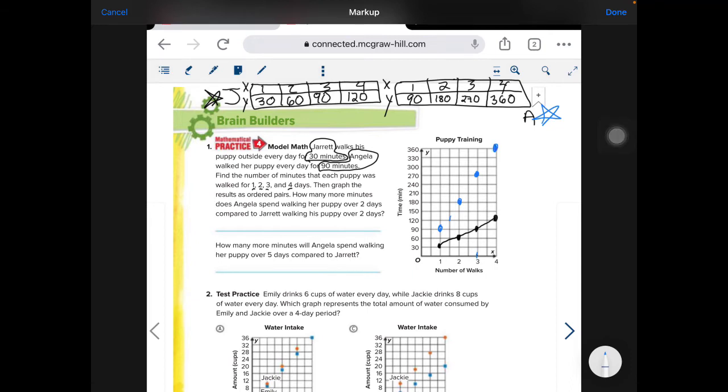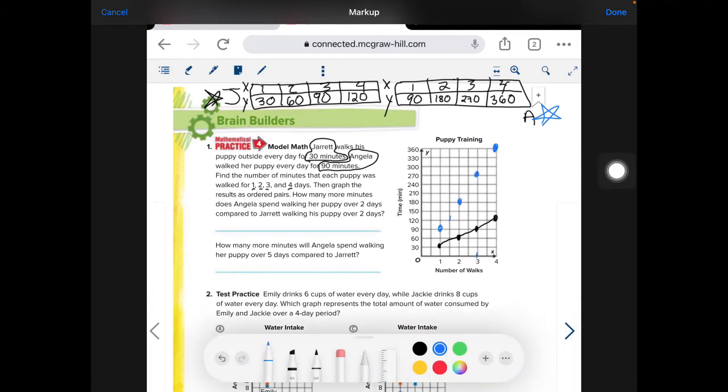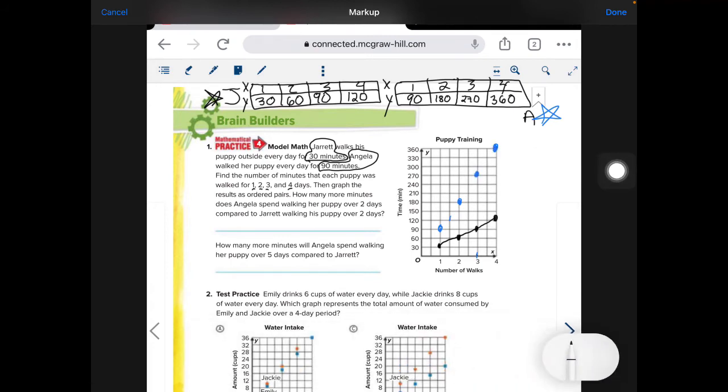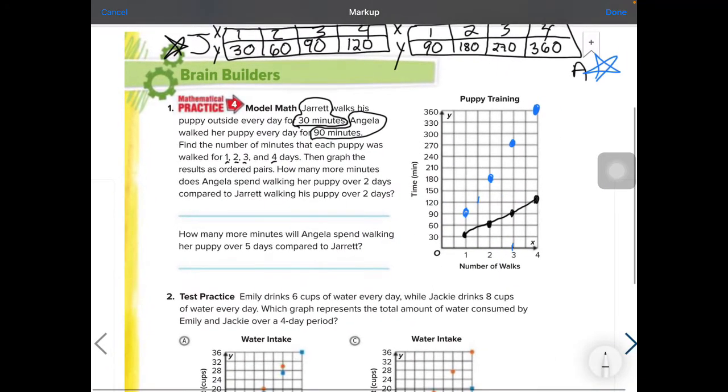Day 4 is 360. Now, if you're having a hard time keeping track of these squares, you can use a ruler to help make sure your line doesn't stray. And you can follow, like day 4, all the way up to where it needs to go. All right, we've got our graph marked. Let's take care of the other information that it was asking.